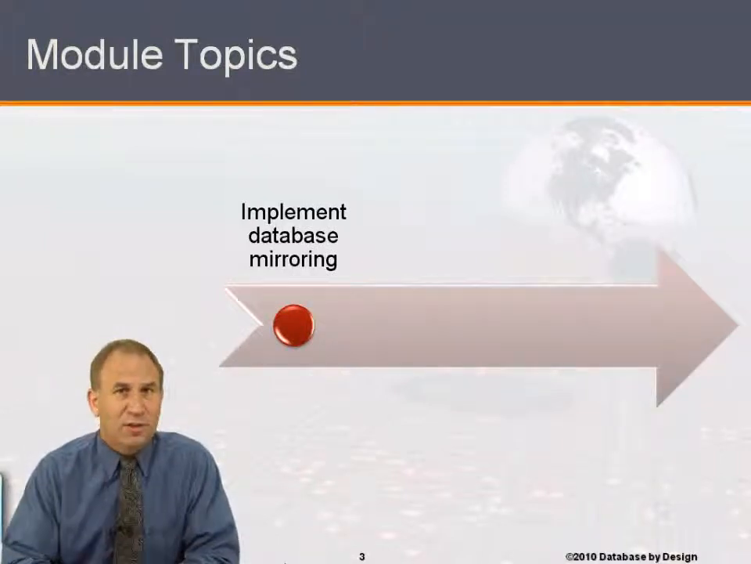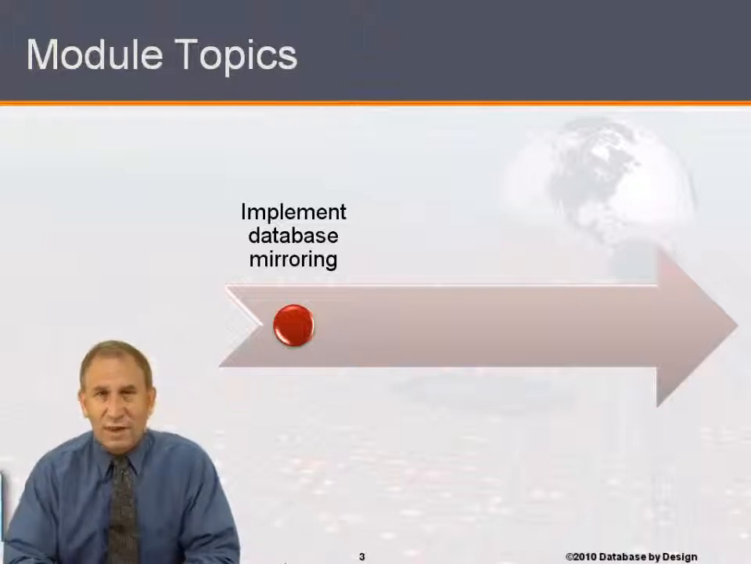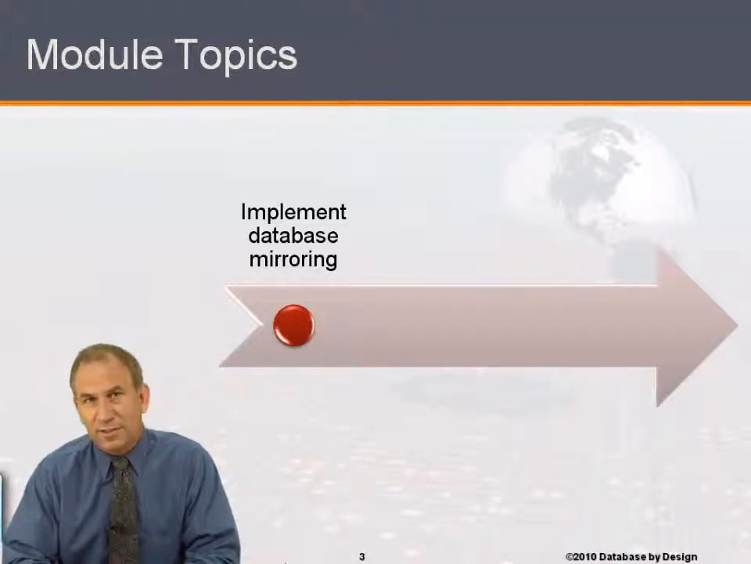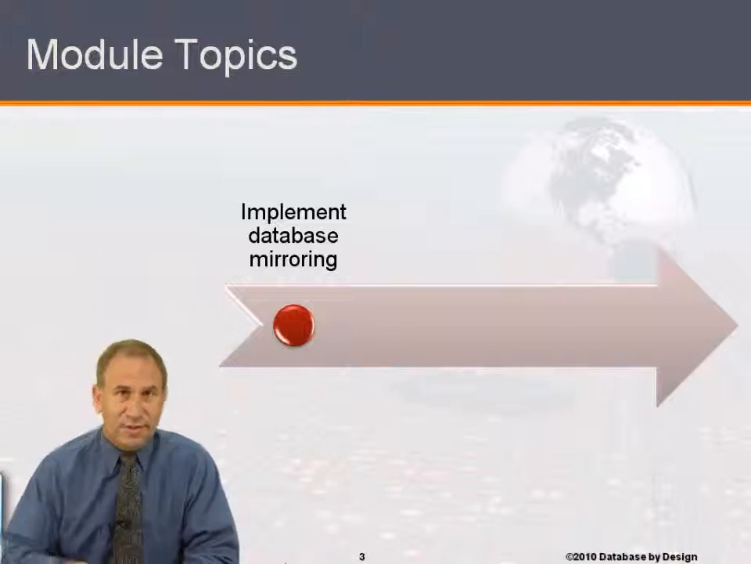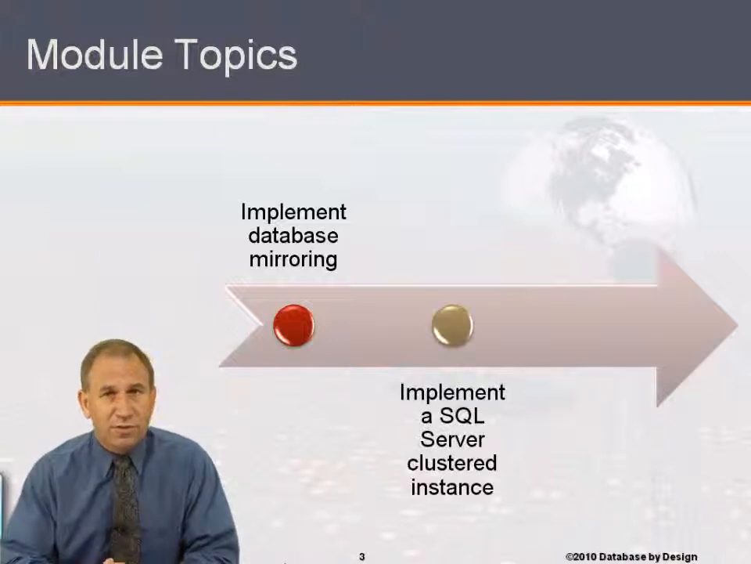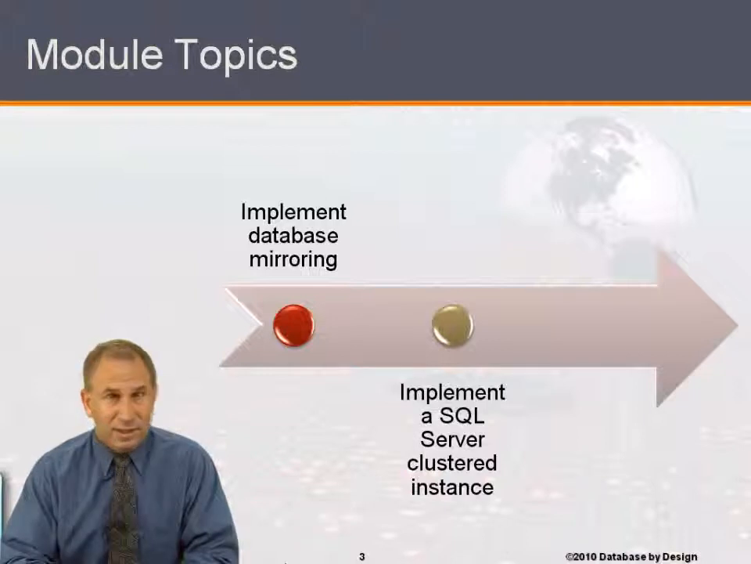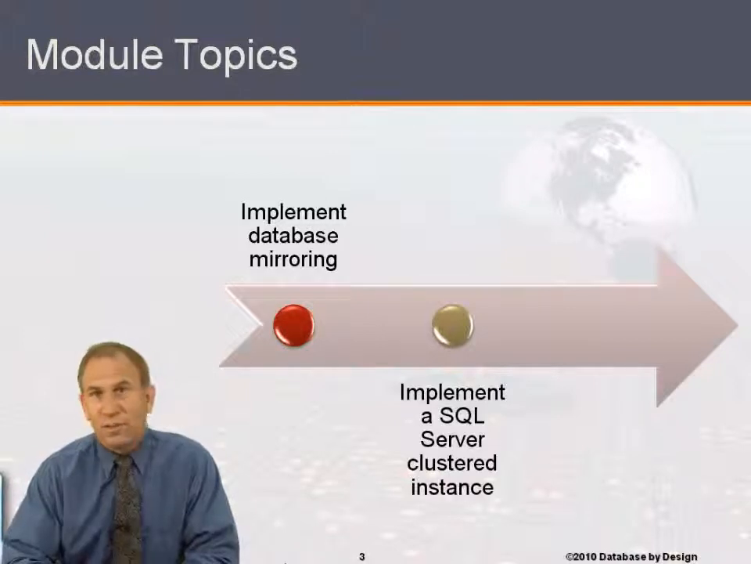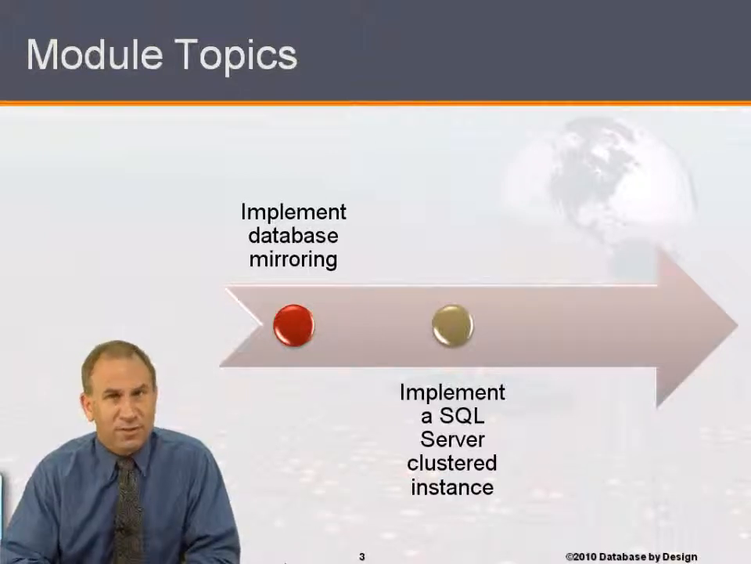In this module, we will learn about implementing database mirroring. This is one step into implementing the overall high availability processes within SQL Server 2008. There are several ways to implement replication as well as high availability. One happens to be database mirroring, the other one is replication, and the other one is log shipping, and we will discuss those methods in later courses.